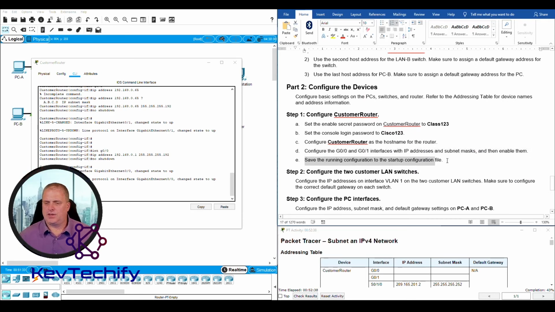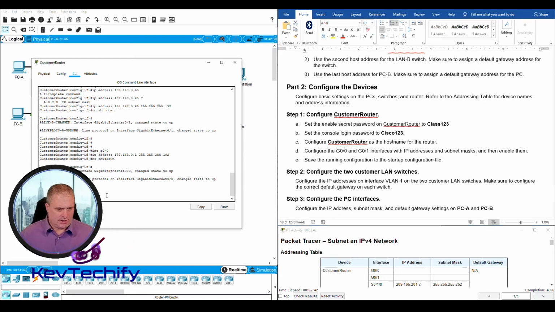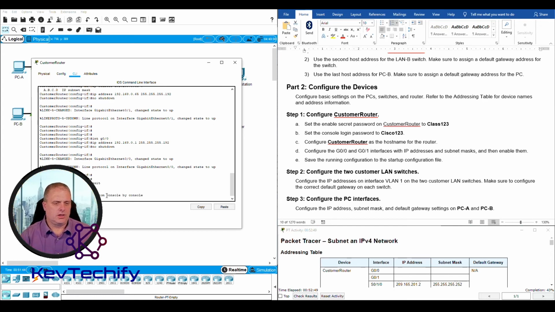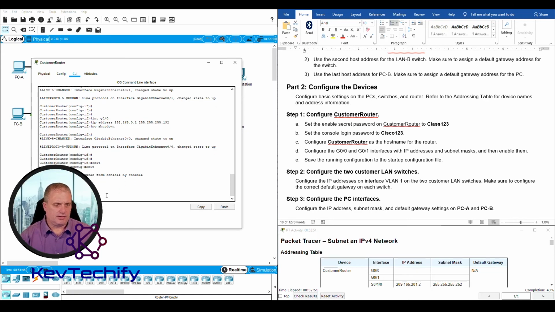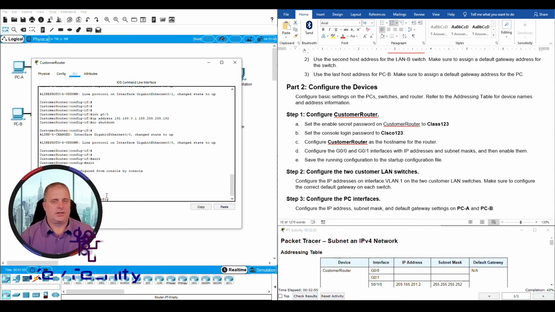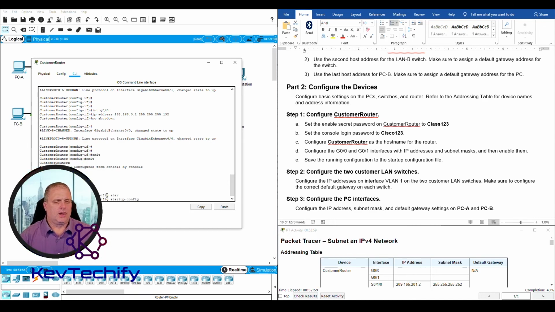Save the running config to the startup configuration. That is done in privilege exec mode. I need to type exit to leave global configuration mode. Gives me an update. I hit enter, give me some clear working space. Copy run, tab. I hit tab so it types out running-config for me. Start, tab. There we go. Copy running-config startup-config.